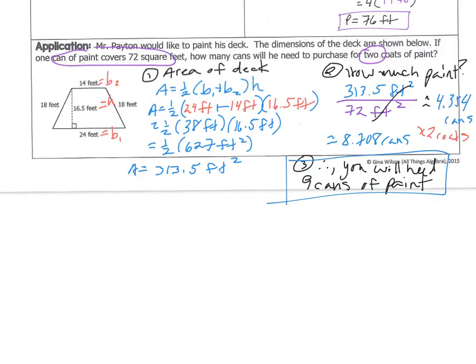So there are 2 clinchers in here. Number 1, you had to find the area of your deck. Don't pack up, I'm talking. Number 2, you had to figure out by division how many cans of paint would go in there, and then you had to remember, because it's easy to forget, that you need 2 coats.